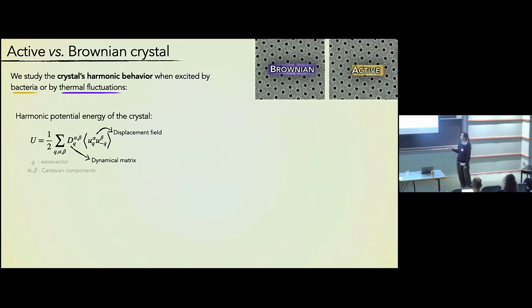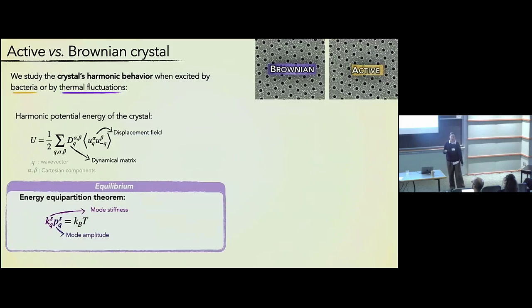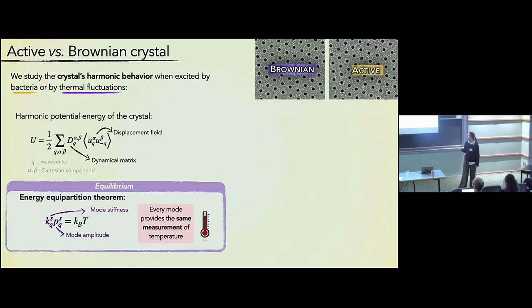So we know that the harmonic potential energy of the crystal can be written as this. This is a dynamical matrix in Fourier space, and this is the displacement field of the colloids with respect to their equilibrium position. From the energy equipartition theorem, we know that in equilibrium, of course, every mode of the crystal provides the same measurement of the temperature. So we can think of a mode as a kind of temperature, and every one of them provides the same T.